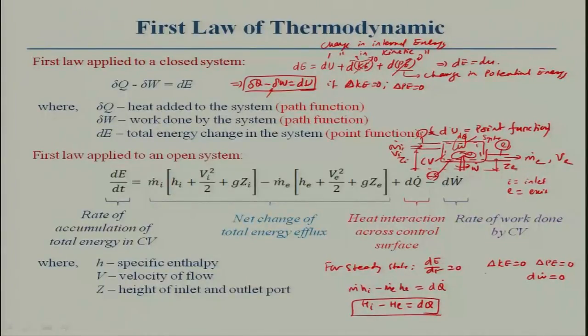right? Under this condition, the change in kinetic energy is 0, change in potential energy is 0 and work done is 0. In a combustion system, there is no work done as such, right? There will be heat interaction, there will be enthalpy change. So therefore, the heat being generated is basically the change in enthalpy between the inlet and the exit, okay? Is that clear? And keep in mind that work done by the system is positive, work done on the system is negative, and heat transferred to the system will be positive. Heat transferred from the system will be negative, right?